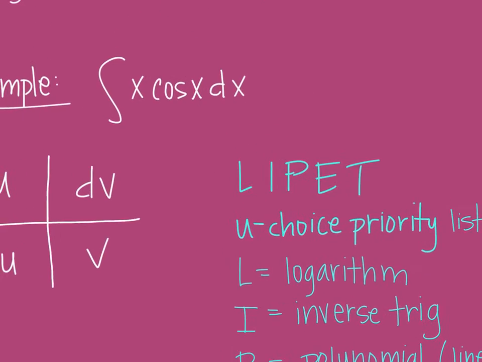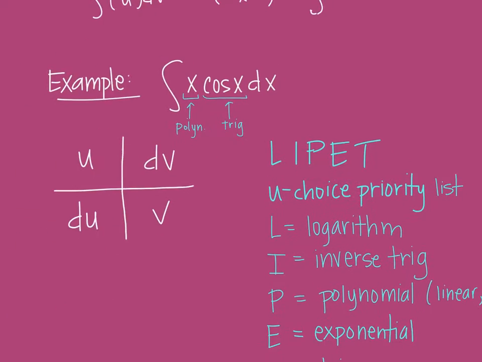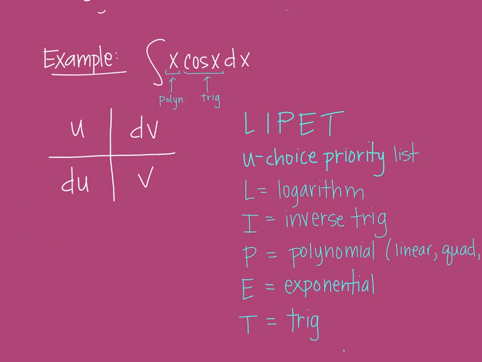All right, so looking at what we have, we've got x, we have cos x. According to the LIPET test, right now we have a linear piece and we have a trig piece. So linear falls into the category of polynomial. So our U, according to the LIPET test, yes ma'am?